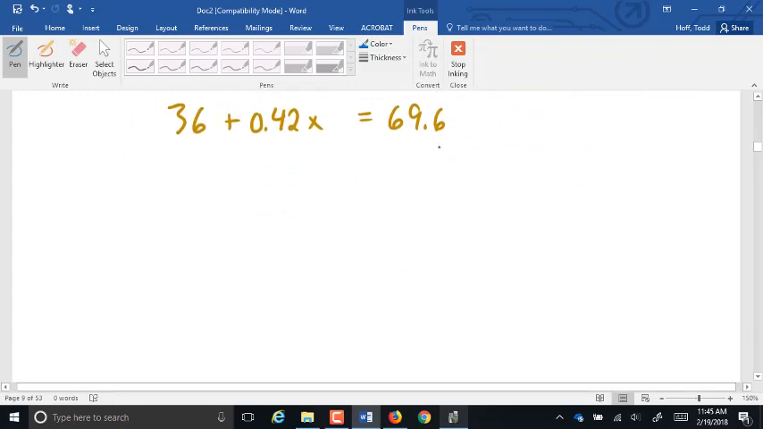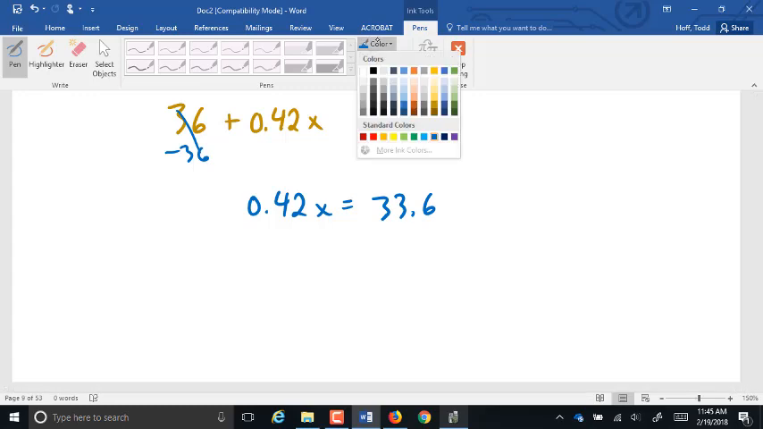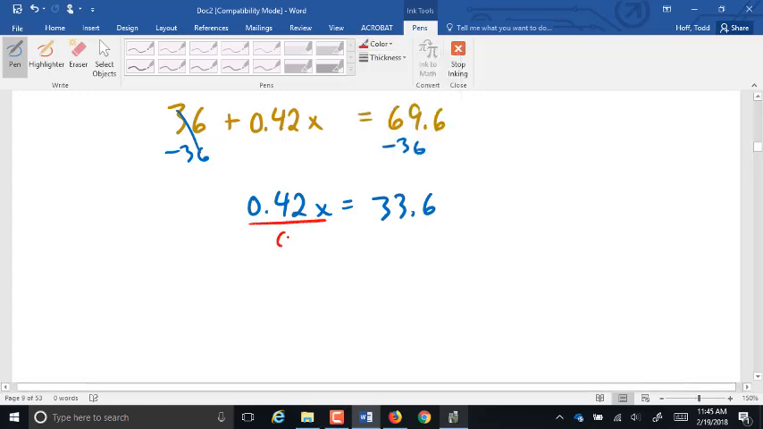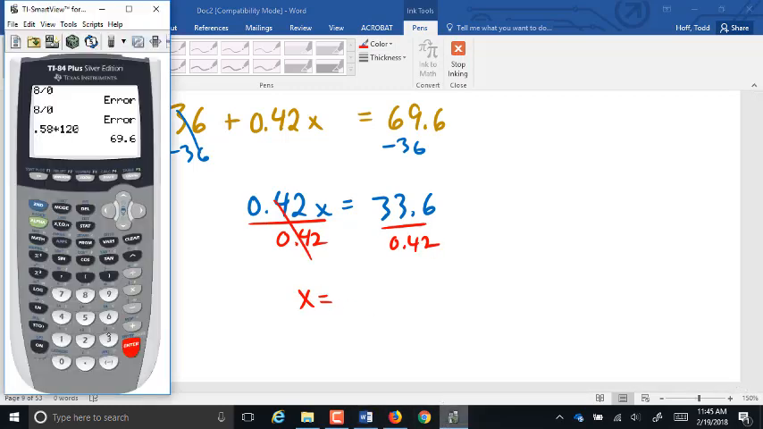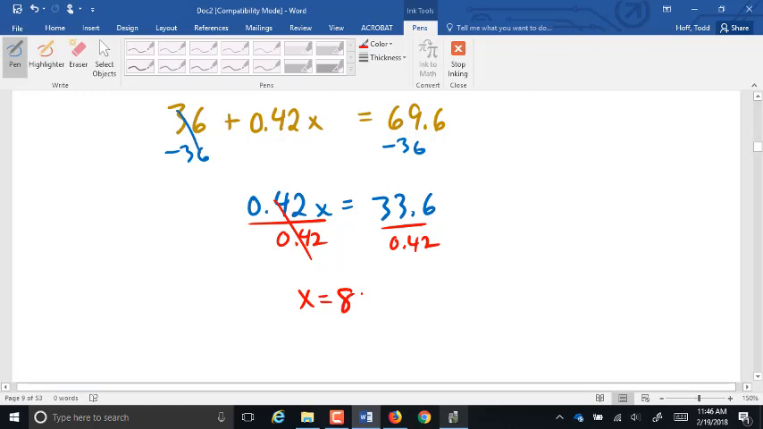Now we're at that point where we can solve the equation. So we're taking it apart. Subtracting the 36. 0.42X equals 69.6 minus 36 is going to be 33.6. And finally, we divide by the 0.42. So X equals 33.6 divided by 0.42 gives us 80.